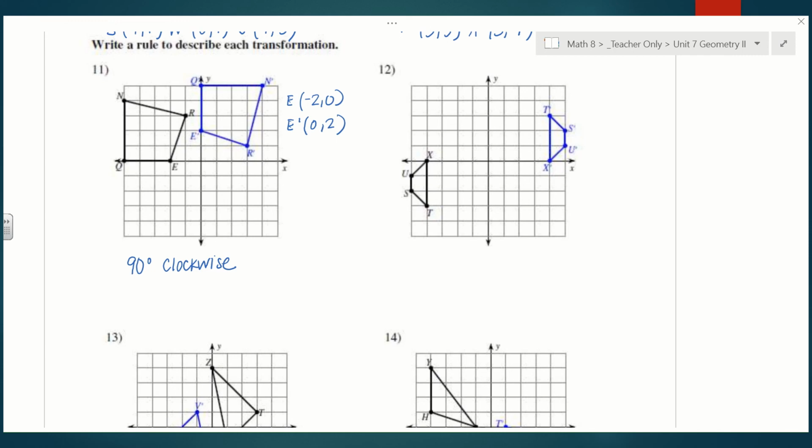Okay, for 12, so clearly this was also rotated. If you look at how it was turned 2 times, and in this case it doesn't matter which way you say, because a turn of 2 times is 180 degrees. So we could just leave it as 180 degrees. We don't have to worry about specifying which direction, because it doesn't matter.